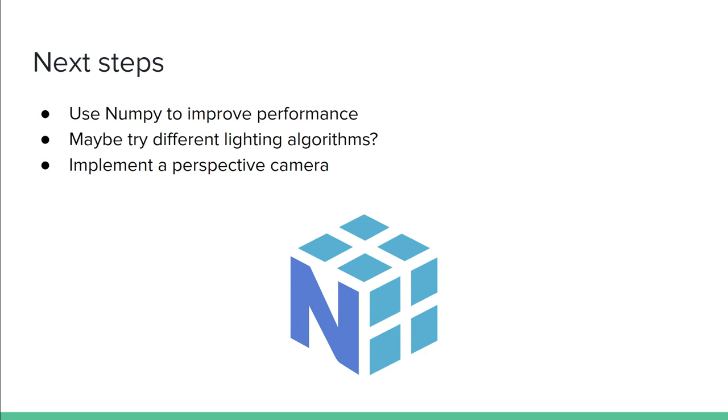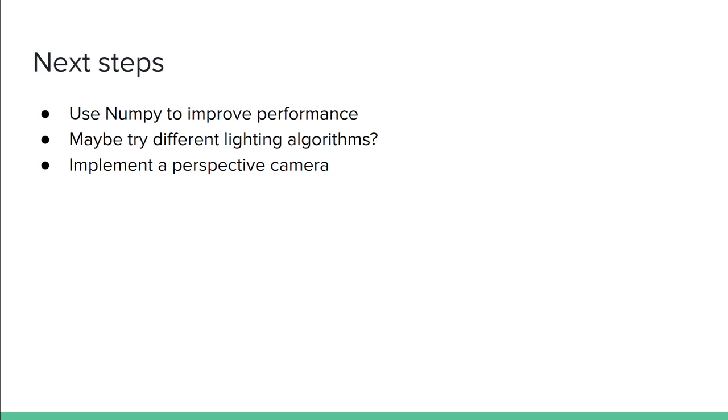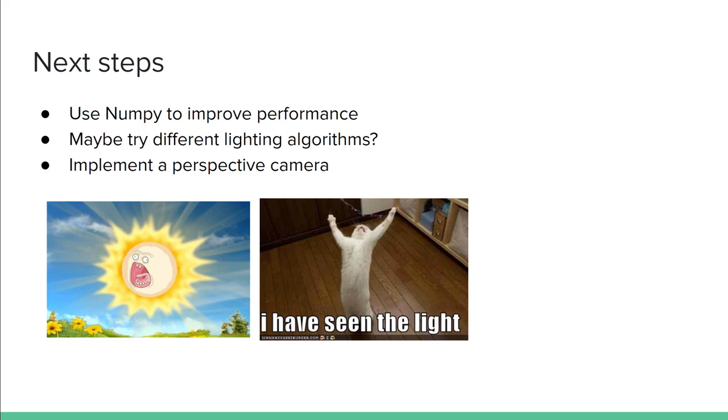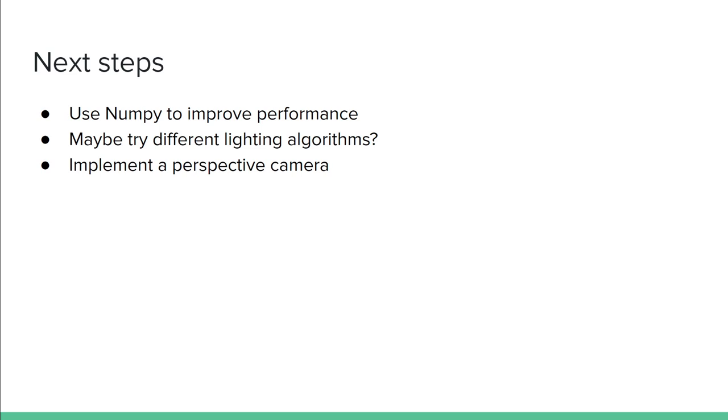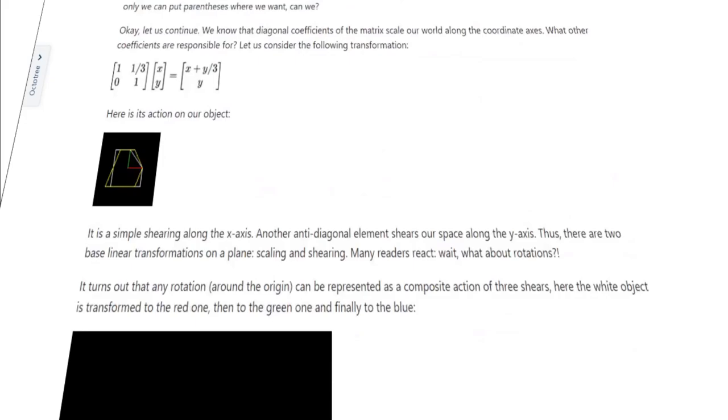What else? I should also maybe try some different lighting algorithms, maybe play a little bit with different light colors, different light sources. And the original tutorial also suggests, as the next step, implementing a perspective camera, so that we could play a little bit with the transform matrix, with scale, rotation, and everything else.